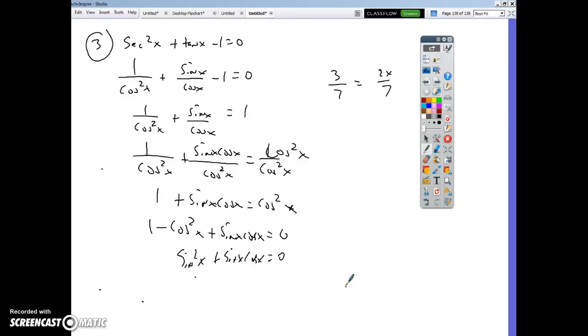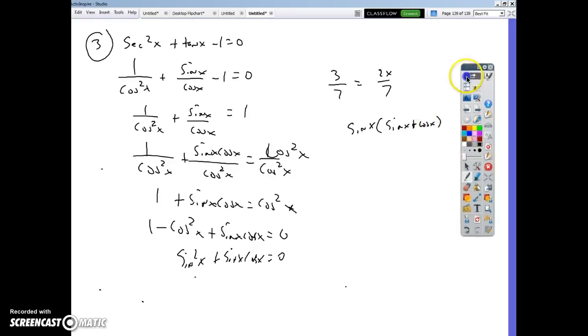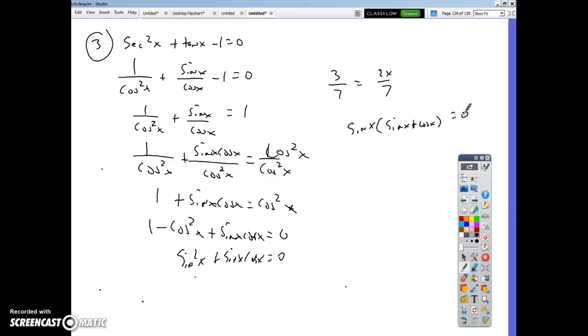Yes, I can take a sine x out of the front and back, right? So I got sine x times sine x plus cosine x equals 0. That's terrible writing, I apologize. So you know sine x, when is sine x equals 0? I'm going really fast now. Let me slow down. We here? Equals 0. All good?